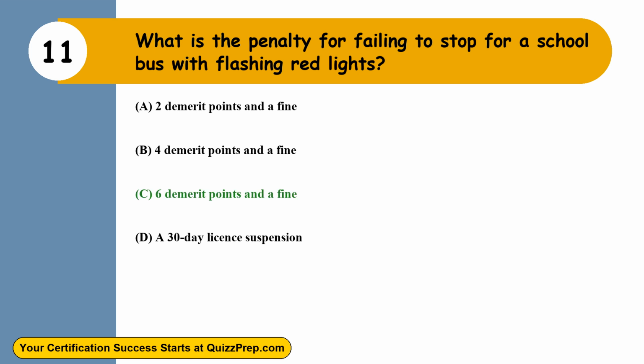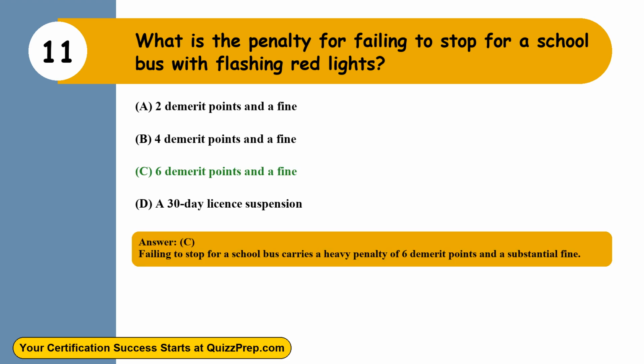The correct answer is option C, 6 demerit points and a fine. Failing to stop for a school bus carries a heavy penalty of 6 demerit points and a substantial fine.